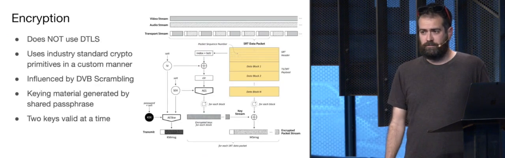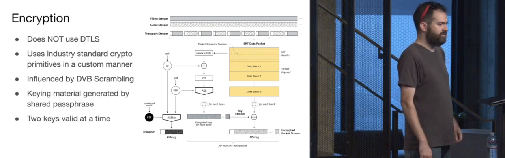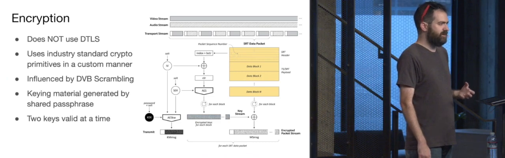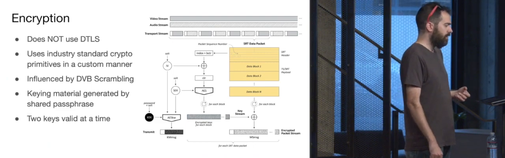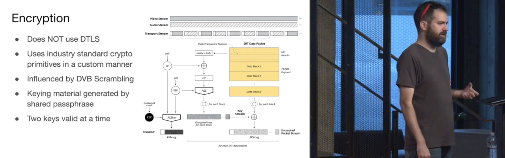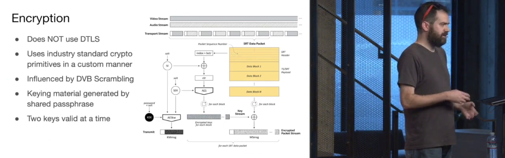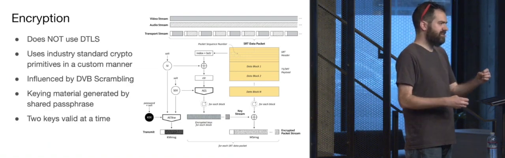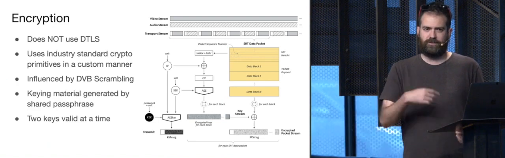So encryption, I mentioned before, SRT does not use DTLS. It uses industry standard primitives in a custom manner. It seems to be pretty heavily influenced by DVB scrambling. DVB is a European broadcast standard. The keying material is generated by a shared passphrase, and because of these retransmits, and because it uses key rotation, there's two keys valid at a time. You have an even key and an odd key, and you alternate which one you're updating. So if you're getting a retransmit, you can refer back to the old key.